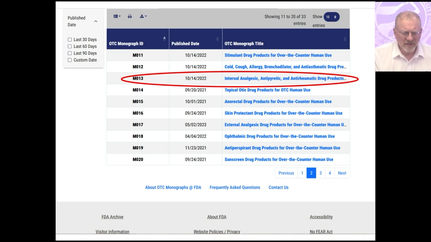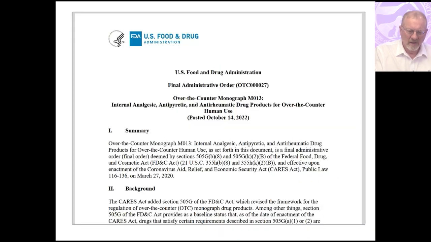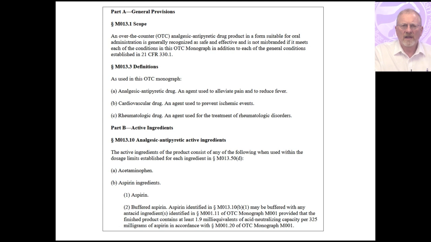And here's one for internal analgesic, antipyretic, and antirheumatic drug products. And here's the one that would cover aspirin, and it details how it has an over-the-counter monograph in human medicine. But still, again, this is not approved, but it tells you how the human products are there on the shelf. And here for aspirin is listed there at the bottom. So aspirin and buffered aspirin products. And it states there that they have to be labeled according to the doses for the different buffered formulations that are in another section of the document.